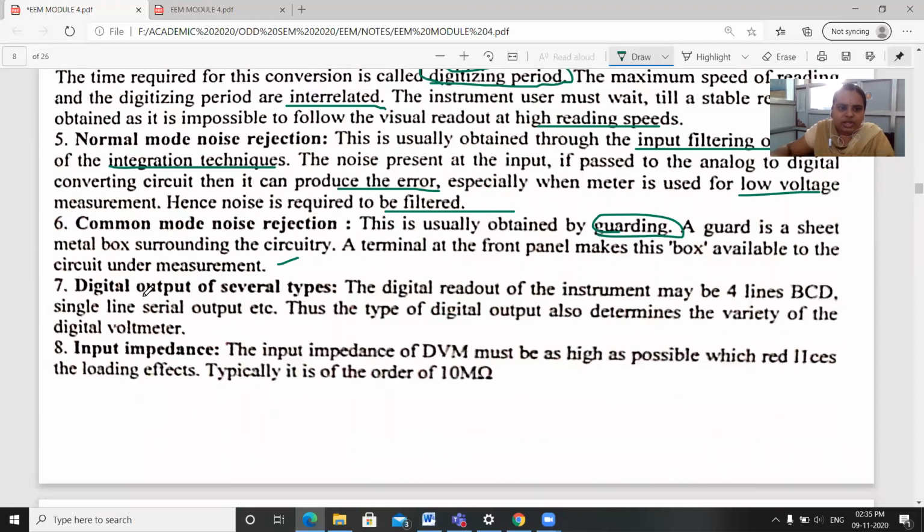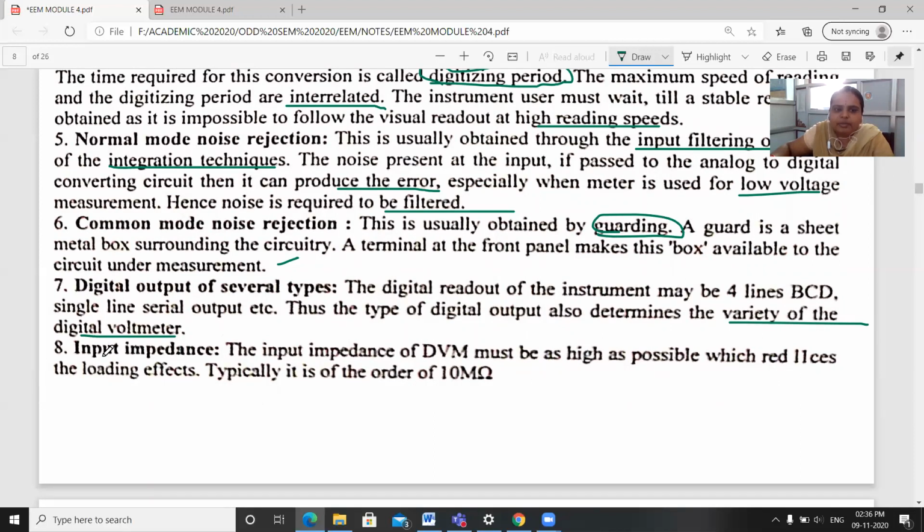And the seventh one is digital output of several types. Here it is taken as the digital readout of the instrument, which may be 4 lines BCD. It means how you are going to display in 4 lines. First your name, then your father's name, like this, how many lines you are going to fix. Or else a single line, or you can go for serial output. Thus the type of digital output also determines the variety of digital voltmeters. This is about the seventh one.